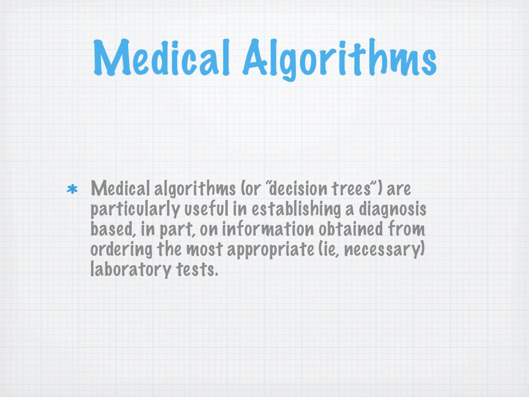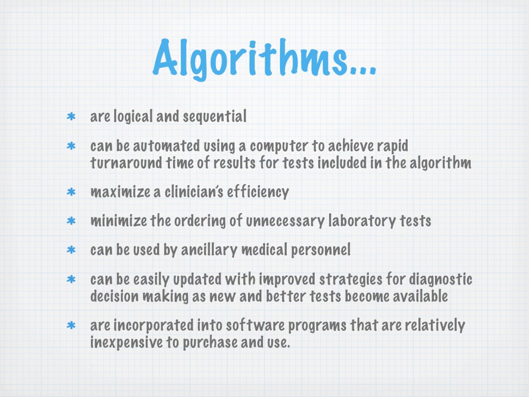Medical algorithms, that was our third bullet point from the previous slide that gave us a list of 4 points. We're on number 3 now with medical algorithms. And medical algorithms or decision trees are particularly useful in establishing a diagnosis based in part on information obtained from ordering the most appropriate, i.e. necessary, laboratory tests. And there's entire websites devoted to medical algorithms. There's books out there on medical algorithms. They are everywhere in medicine.